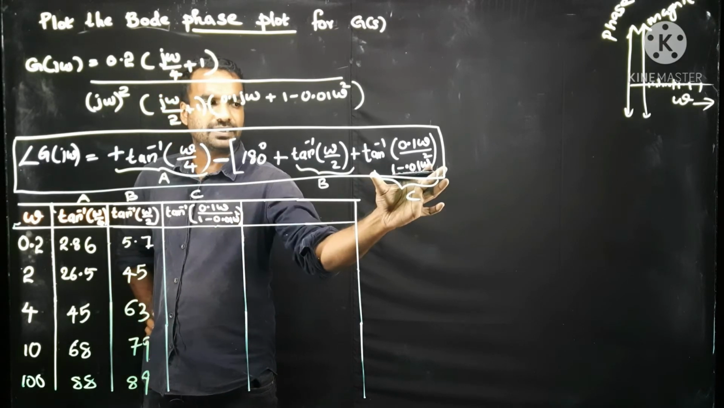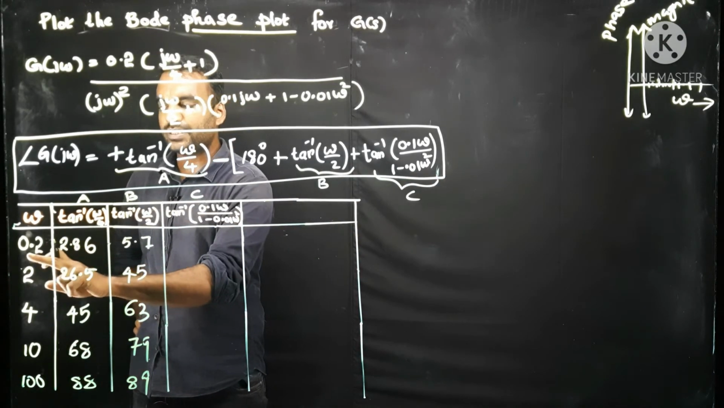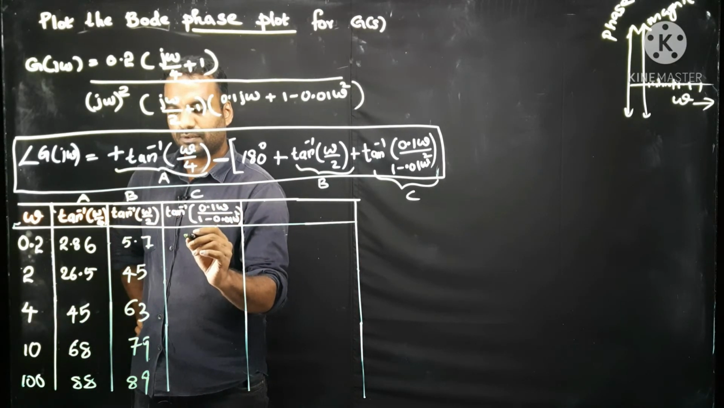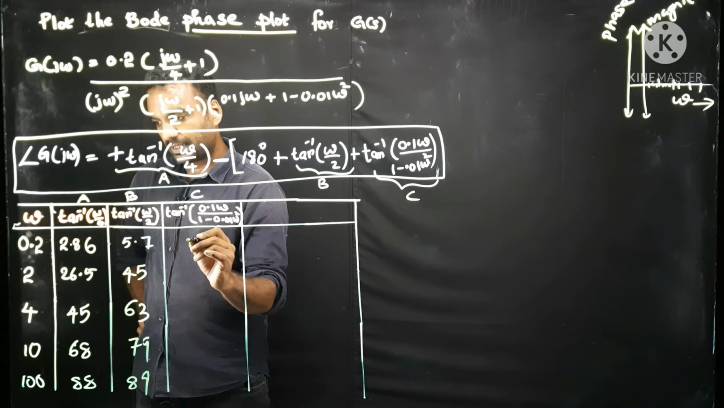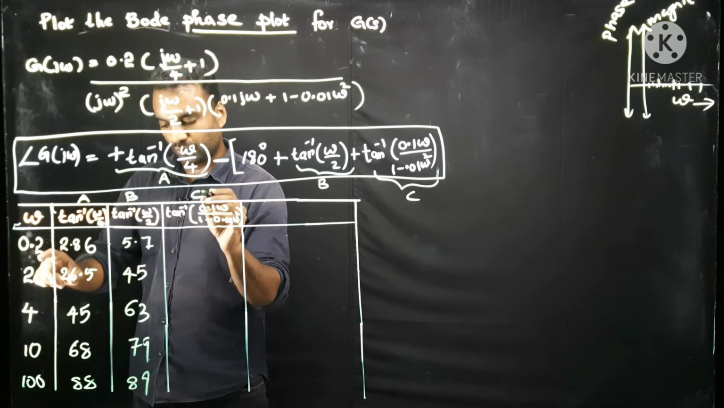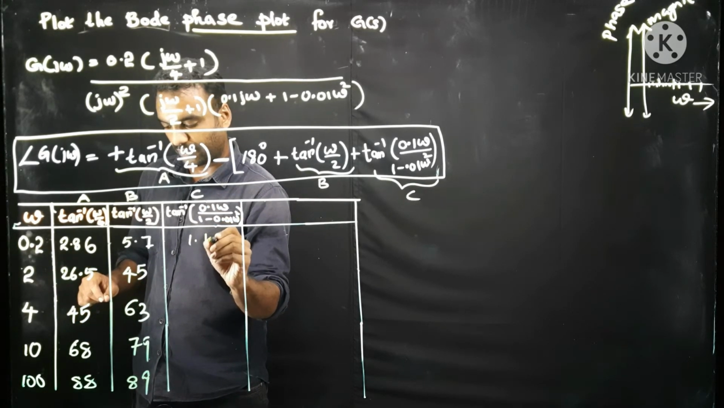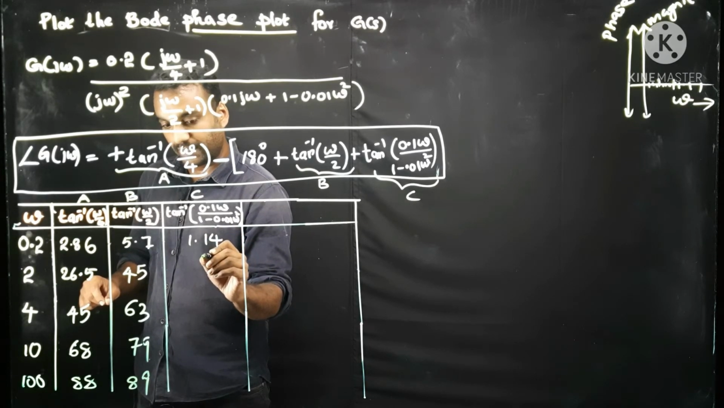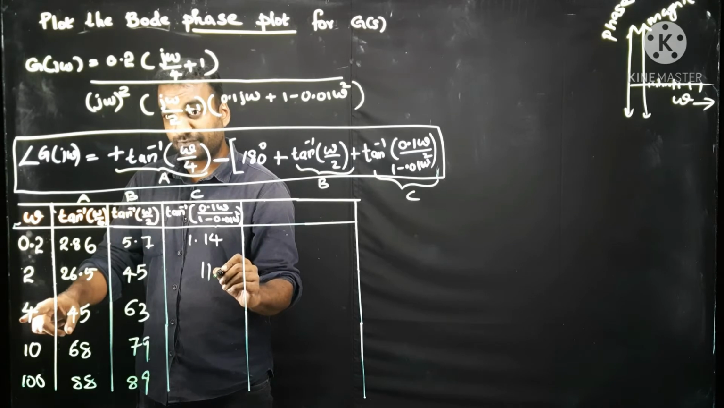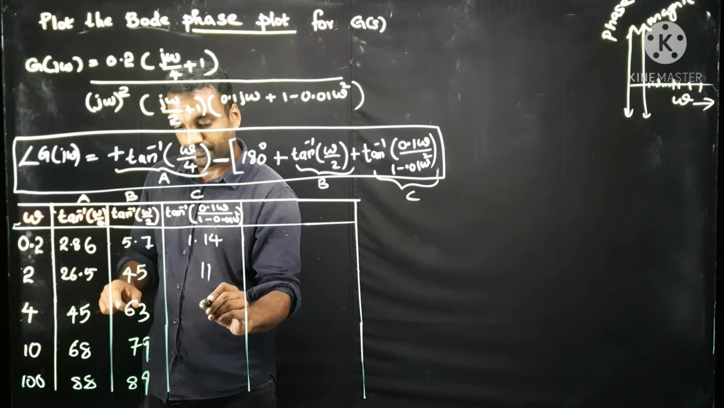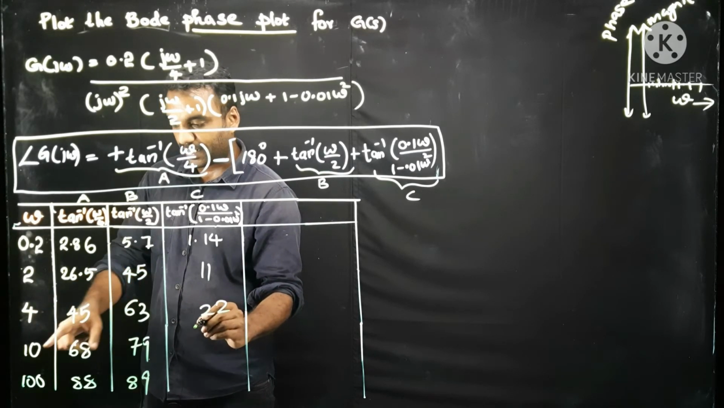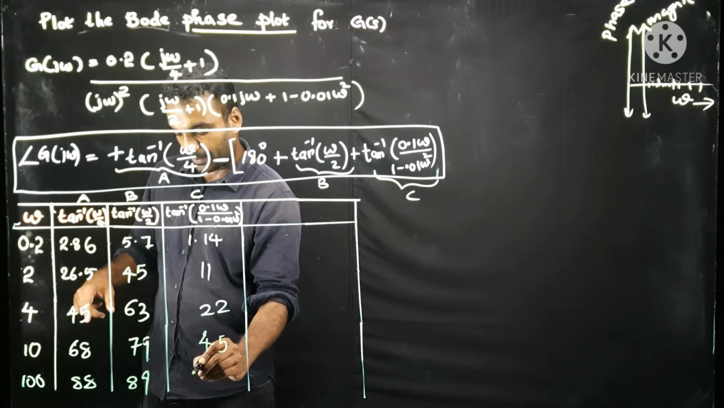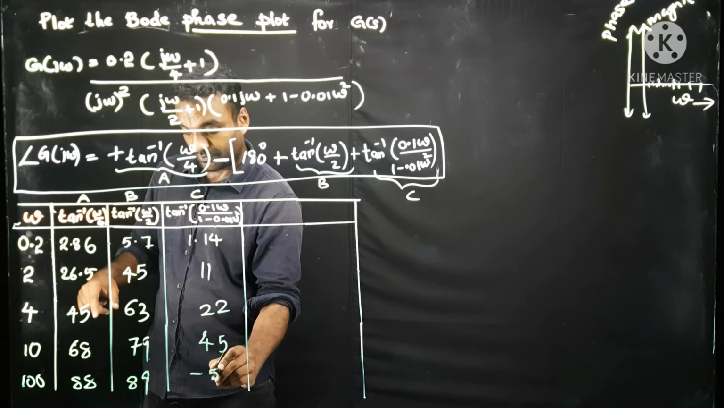Next C, this term. So put each value of omega in the numerator and denominator. If omega is equal to 0.2, C will give you 1.14. If omega is 2, C will give you 11. If omega is 4, C will give you 22. If omega is 10, C will give you 45, and if omega is 100, it will give minus 5.7.